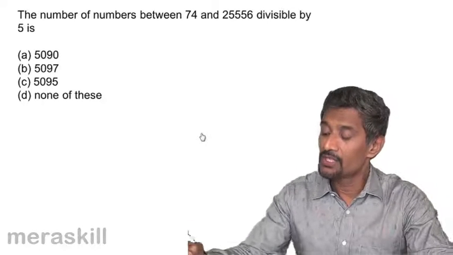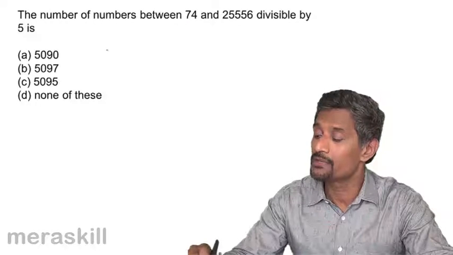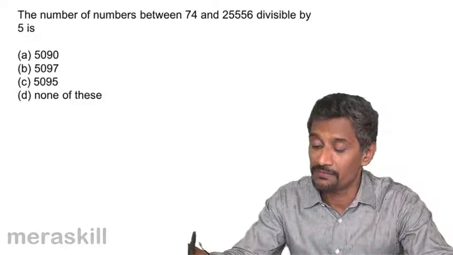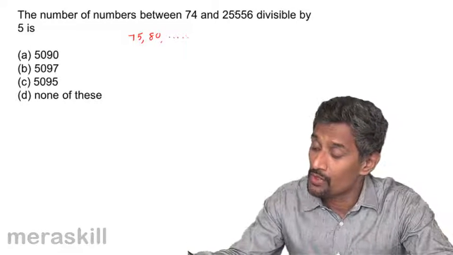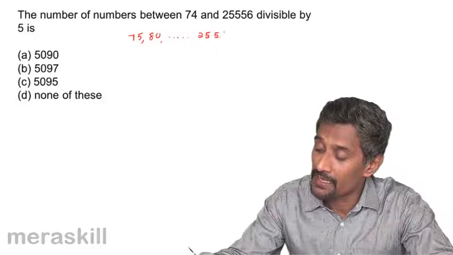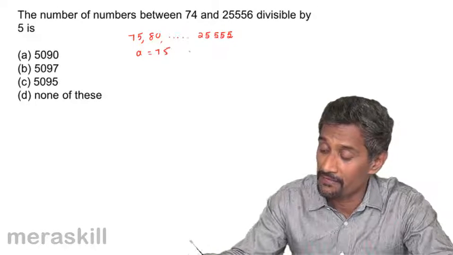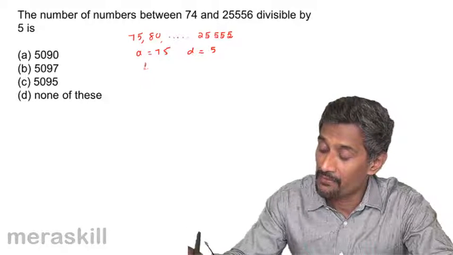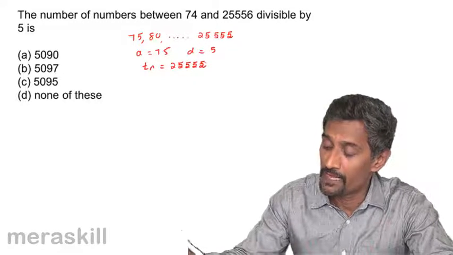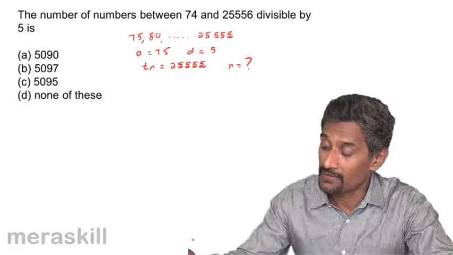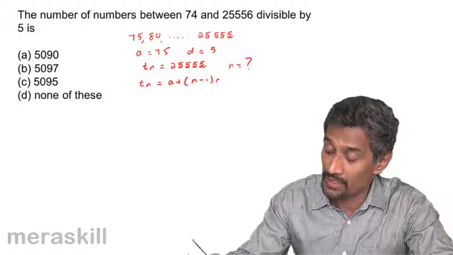Fine. Now this is similar to the kind of question we did earlier. The number of numbers between 74 and 25,556 which are divisible by 5. So it's going to be 75, 80 and so on. And this would be 25,555. So taking A as 75, D as 5, Tn as 25,555. We need to find out n. So Tn of course is A plus n minus 1 into D.